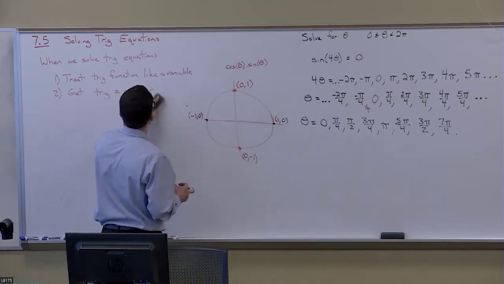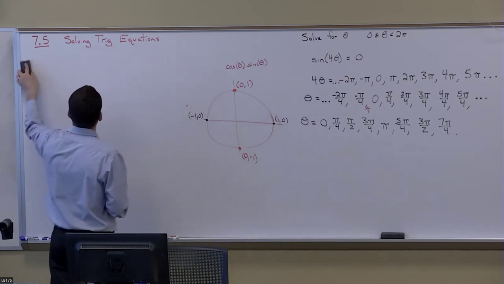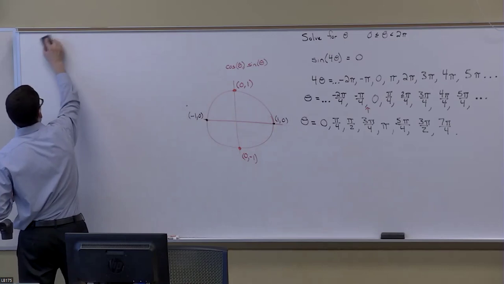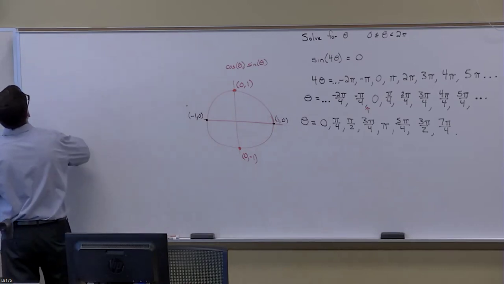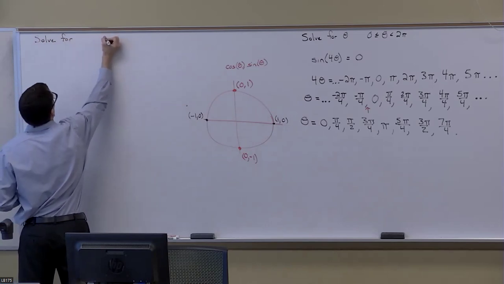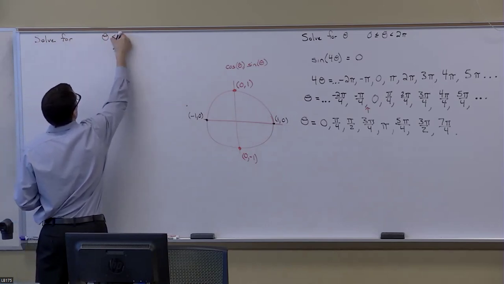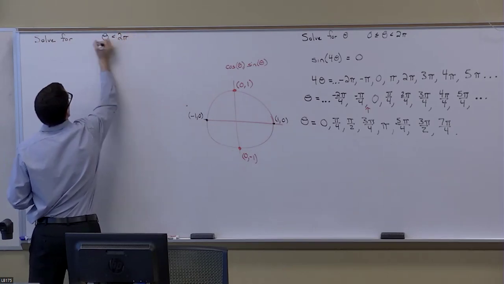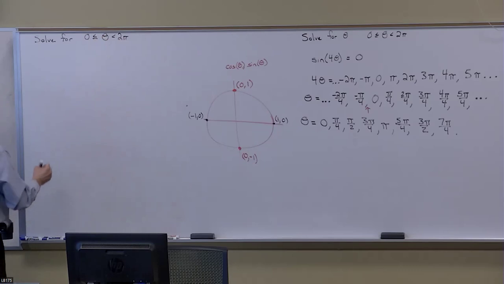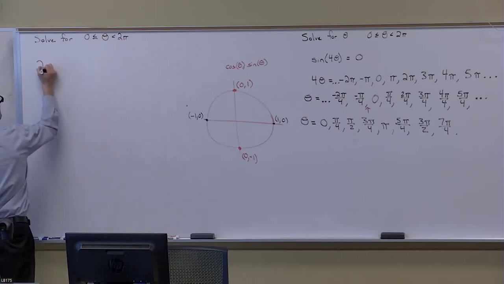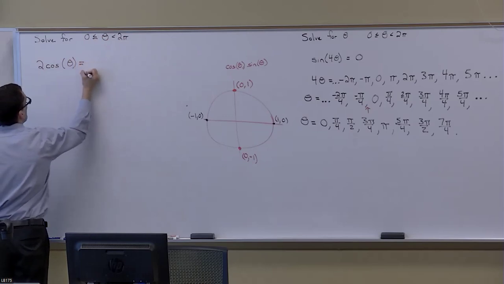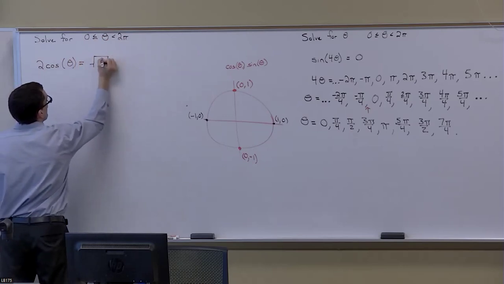Let's do another. Let's basically do the same thing. We're going to solve for some variable. Again, we'll use theta again. And we'll go from 0 to 2 pi. Let's say we have 2 times cosine theta is equal to the square root of 3.